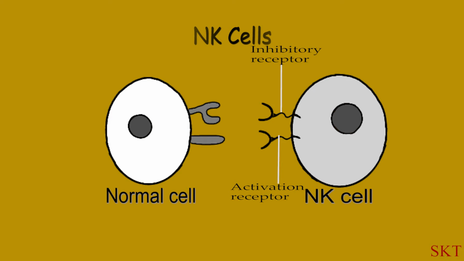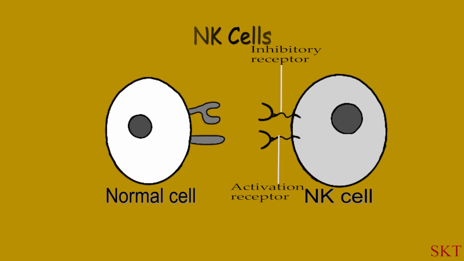The activation receptor attaches to the outer protein of the normal or target cell and sends cytotoxic signals inside. Whereas the other receptor, that is the inhibitory receptor, attaches to the MHC class 1 molecule that is present on the outer surface of the normal cell. If you don't know what MHC class molecules are, then please do look at my other video. I will put the link in the description. Please do watch that one first.